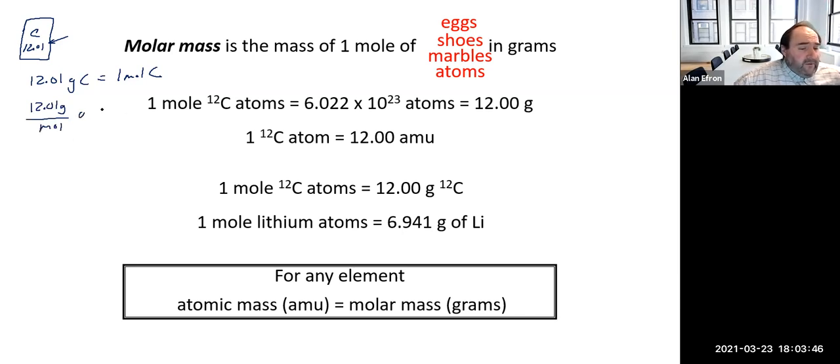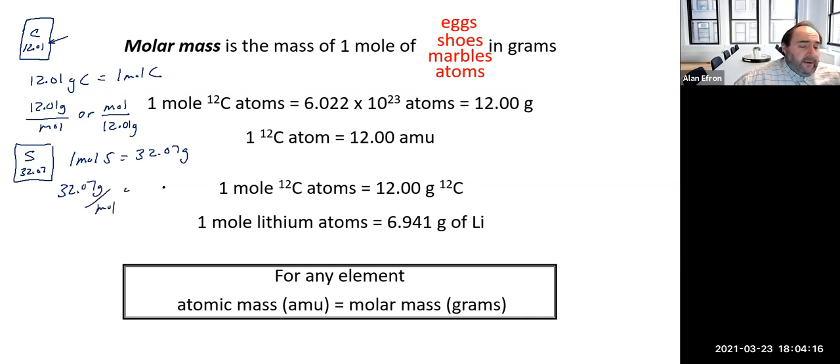You can use it as a conversion factor. You could flip it around, put the moles on top, the grams on the bottom for carbon. You could do it for anybody on the periodic table. The molar mass of sulfur, right? If you looked at sulfur, it says 32.07. That means in 1 mole of sulfur, there are 32.07 grams of sulfur. Molar mass of sulfur would be 32.07 grams per mole. Or again, you could use it alternatively as a conversion factor as well.